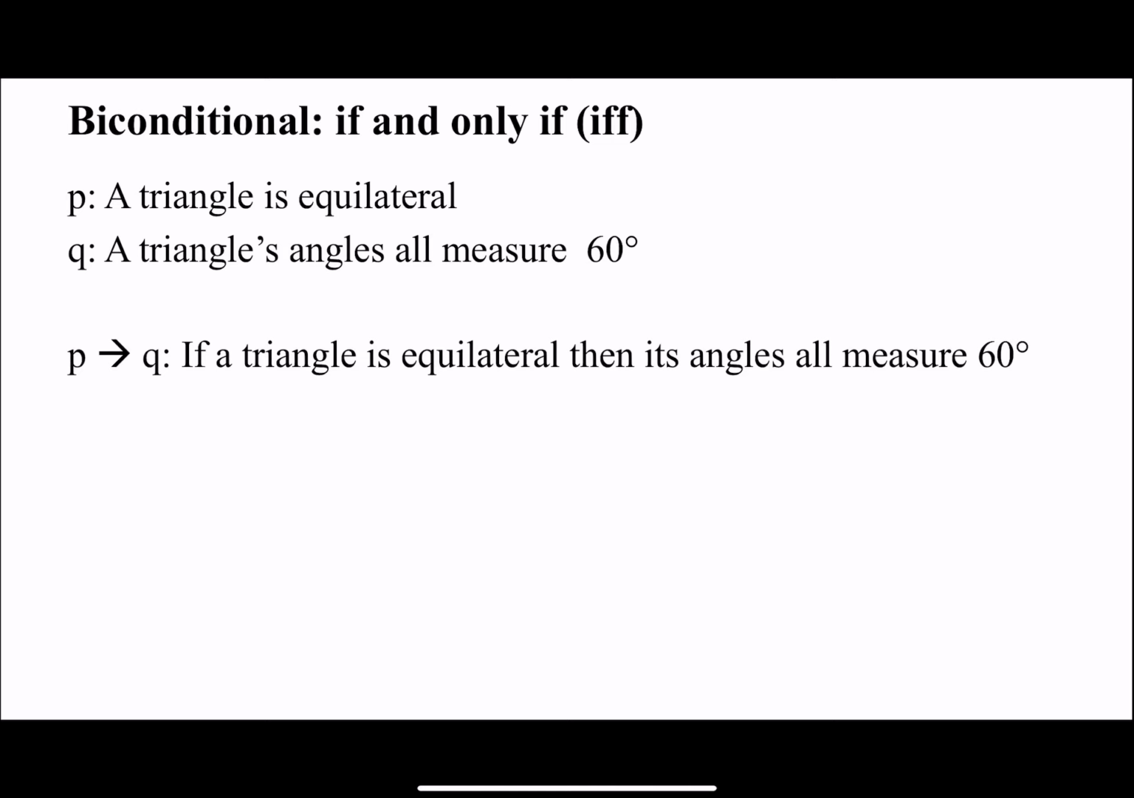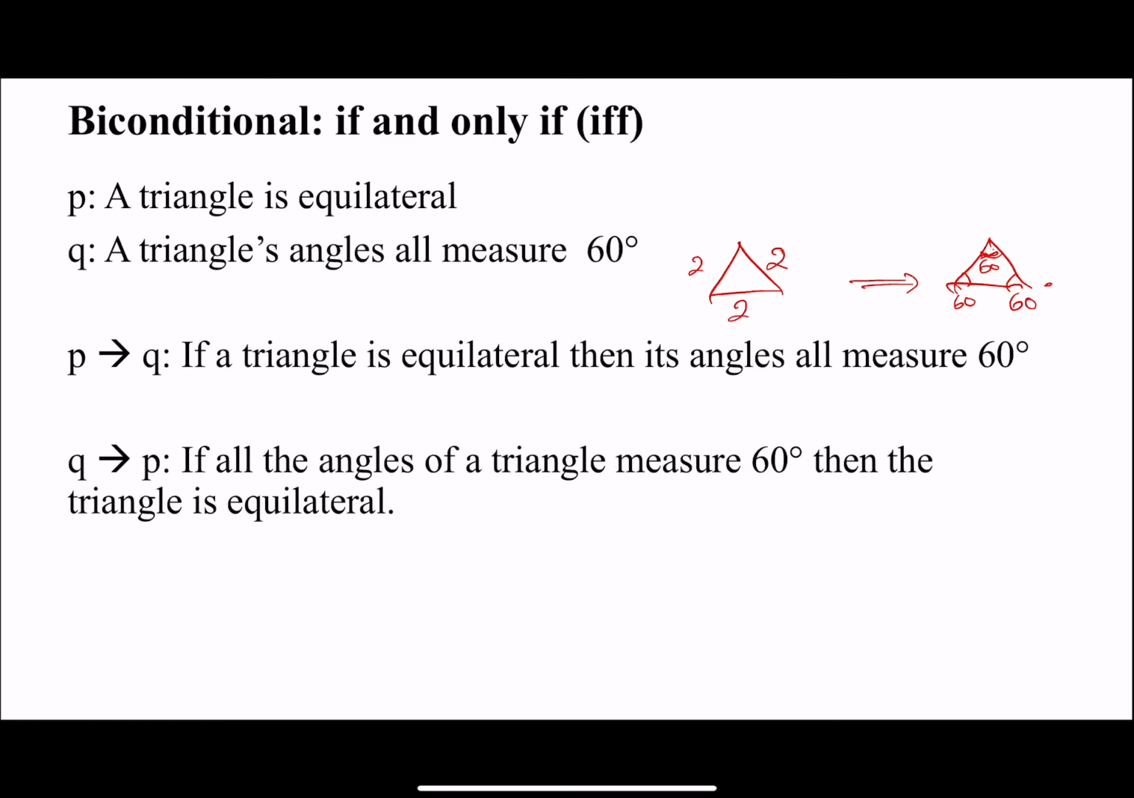What does it mean? If you have a triangle which is equilateral, for example, one side is 2 meters, the other side is 2 meters, and the other side is 2 meters, then your triangle's angles all measure 60 degrees. For example, if this angle is 60, this one is also 60 degrees, this one is also 60 degrees, right? So, if all the angles of a triangle measure 60 degrees, then the triangle is equilateral.